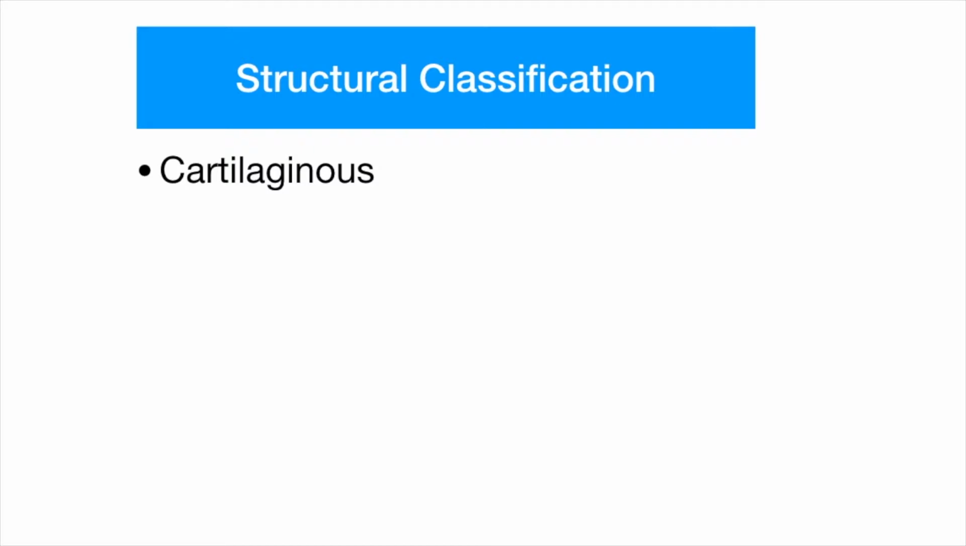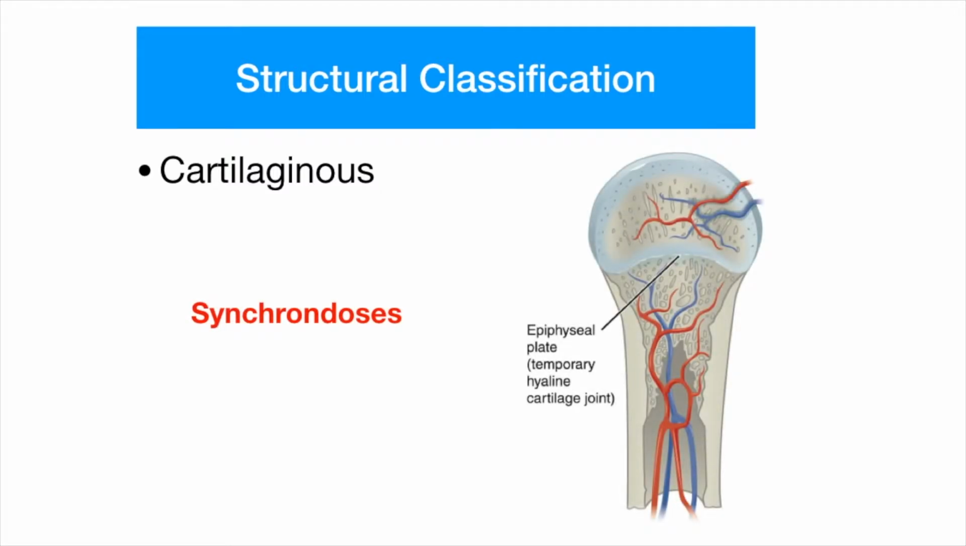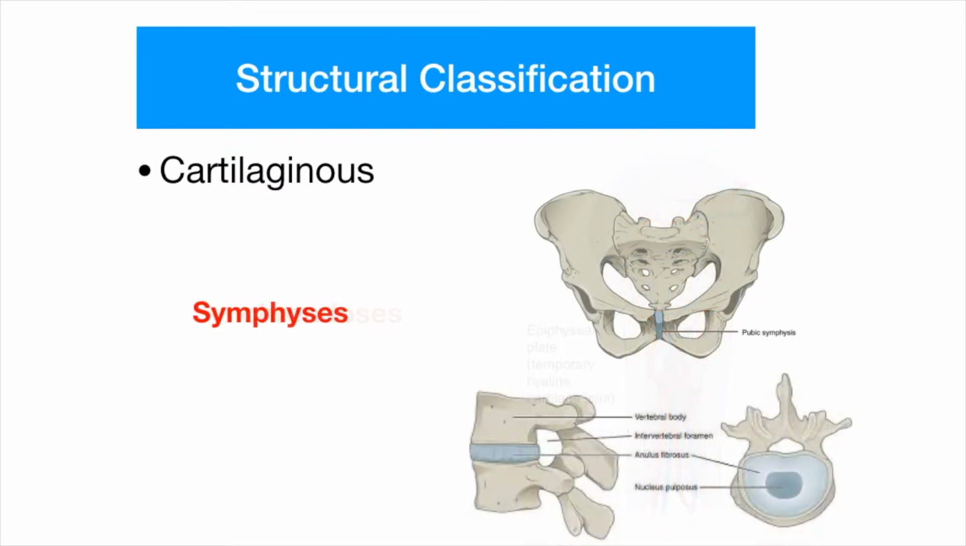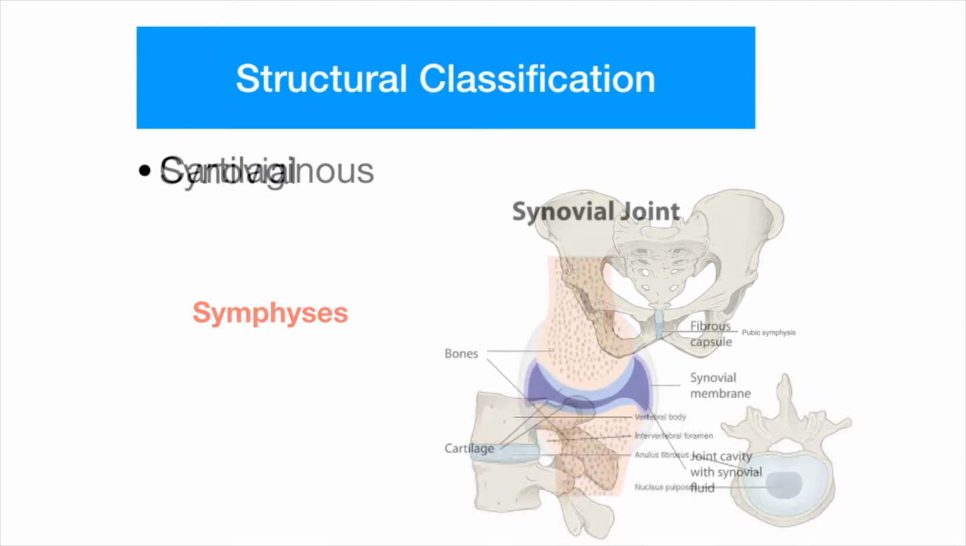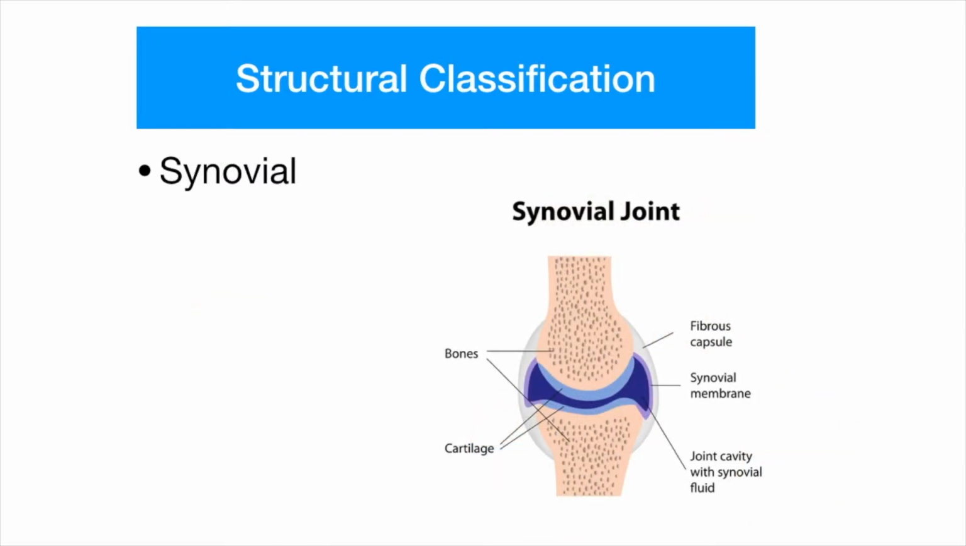There are two types of cartilaginous joints. The first is synchondrosis, which contains hyaline cartilage. Examples are the epiphyseal plate in the long bones of children, which allows for bone growth, and the ribs with the costal cartilage. Then we have symphyses. They are meant to be shock absorbers. We can find these between vertebrae and in the pelvis.